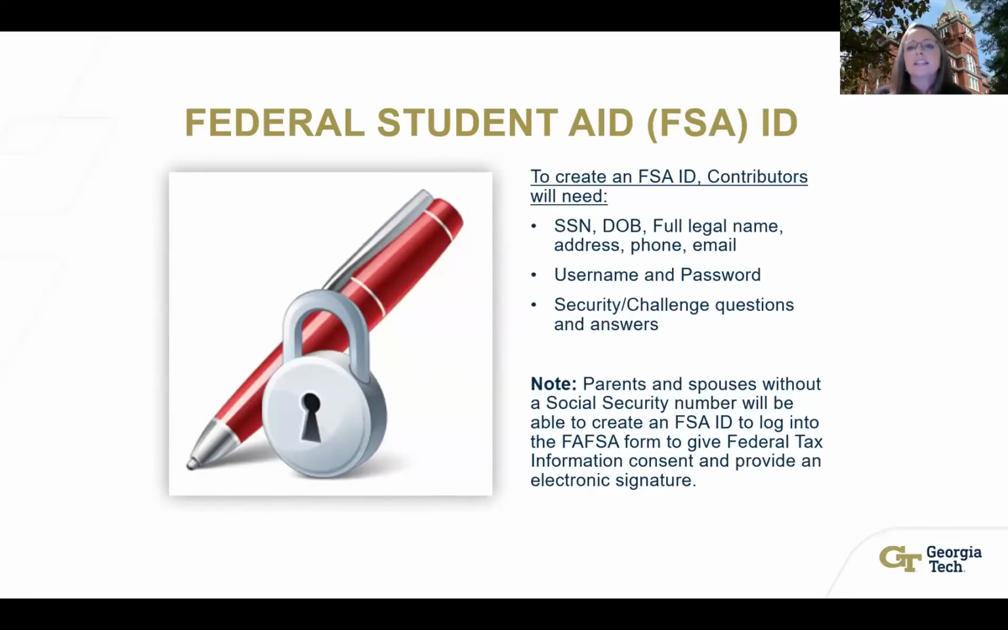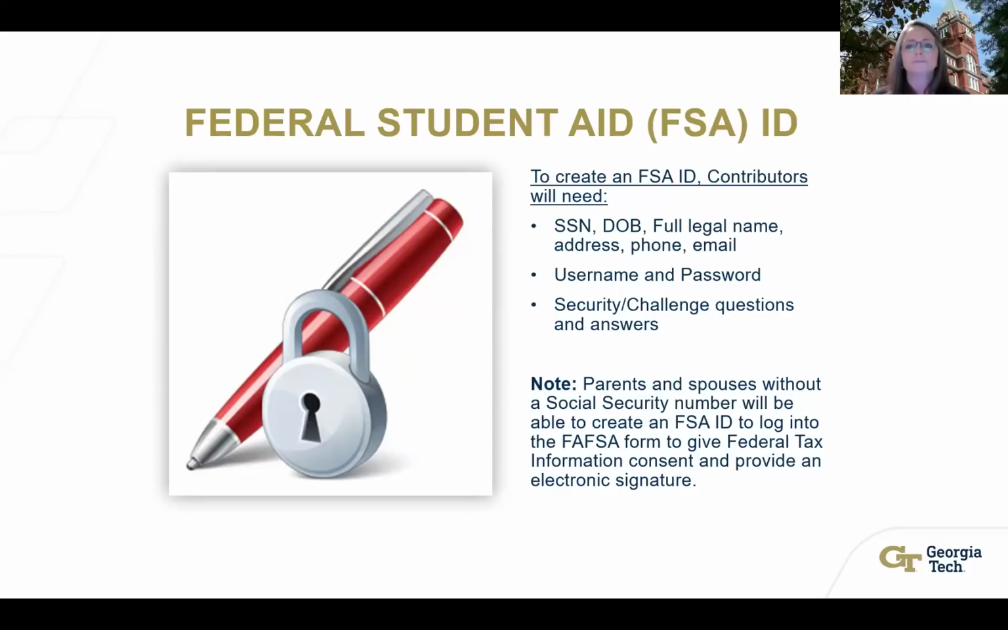So to create the FSA ID, the student needs to have a social security number. You'll have to have your date of birth, the full legal name, and this is really important. A lot of times we go by our nickname. So if I were completing or applying for my FSA ID, I go by Katie. That's how I was introduced, but my name is actually Catherine. So I would have to use my full legal name in order to do the FSA ID.